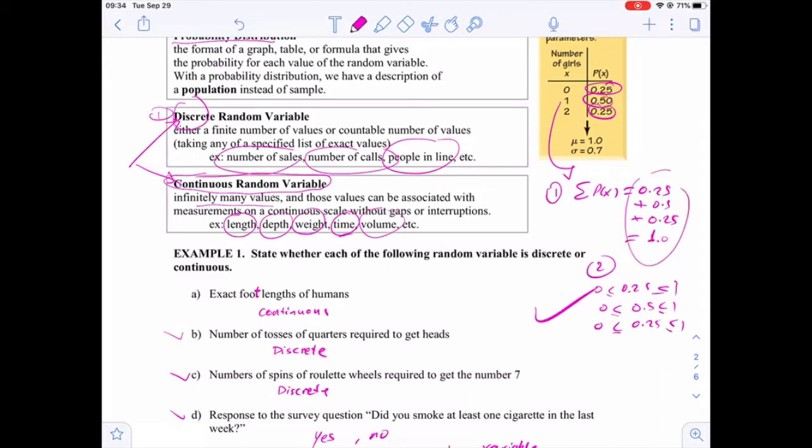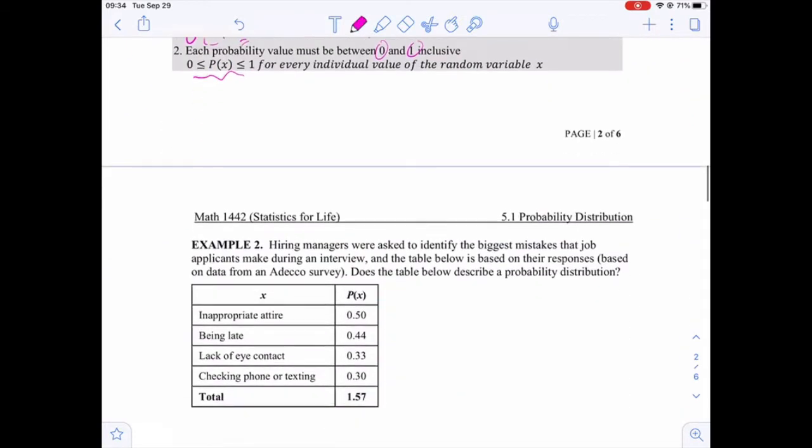If we find the sum and the sum is less than 1 or greater than 1, that means this is not a probability distribution, even though we have a random variable and we have some probabilities.